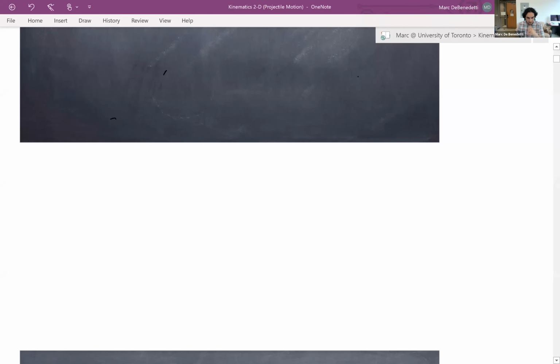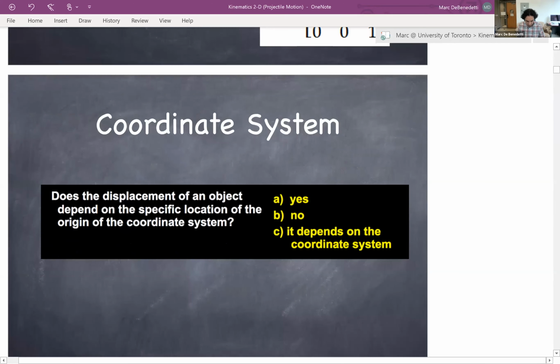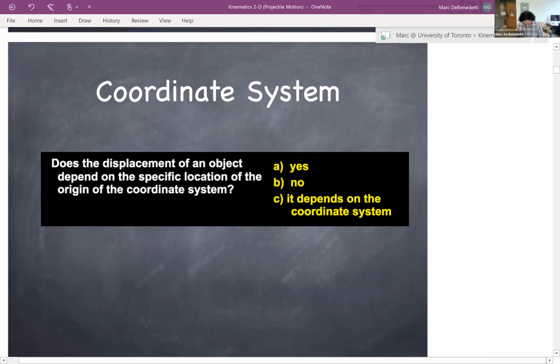So here, does the displacement of an object depend on the specific location of the coordinate system? Hold on, oh, there we go. This is what I want. So let's start a poll. Relaunch poll, continue, there we go. Okay, so let's do this. Does the displacement of an object depend on the specific location of what I call to be 0, 0, the origin? So, I can call UTM the origin. Does the displacement between any 2 points depend on the location of the origin?